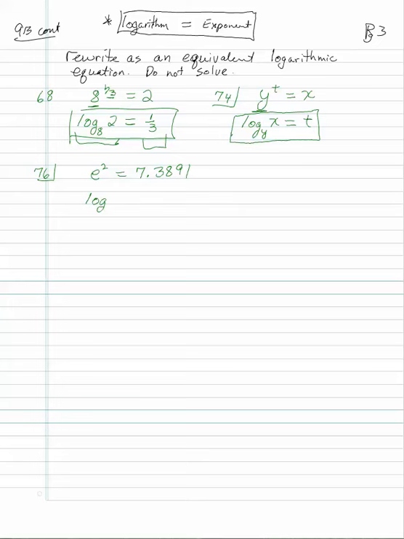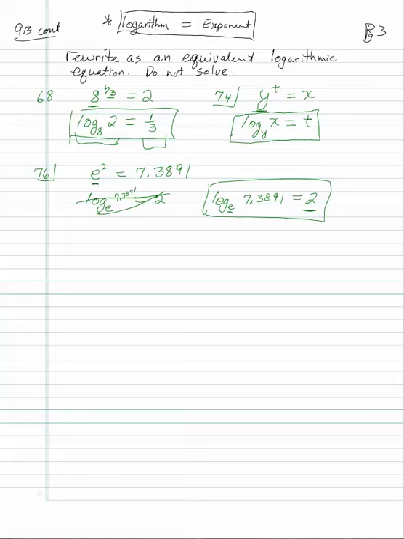So log base, start with the base, e. Log equals the exponent. 2 is the exponent, goes on the other side, and then 7.3891 goes inside. Log base e of 7.3891 equals 2. Again, you start with the base. Log equals the exponent, which is 2, and then the number 7.3891 goes inside.